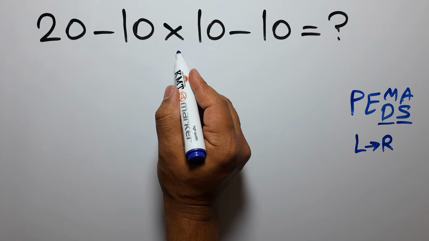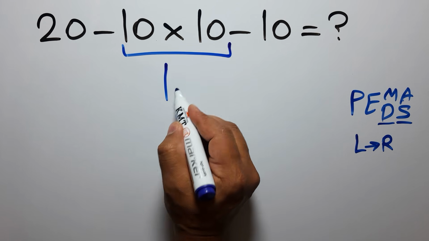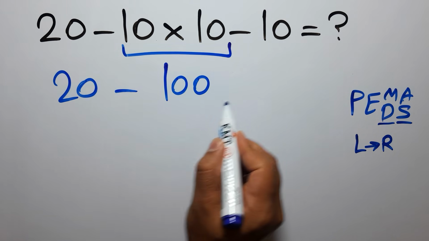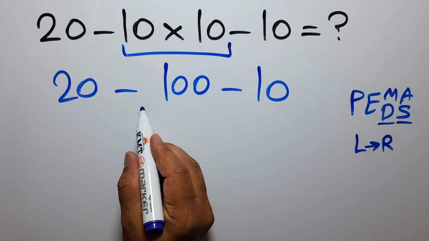So first we have to do this multiplication. 10 times 10 gives us 100. So we have 20 minus 100 minus 10. Now we have to do this subtraction.